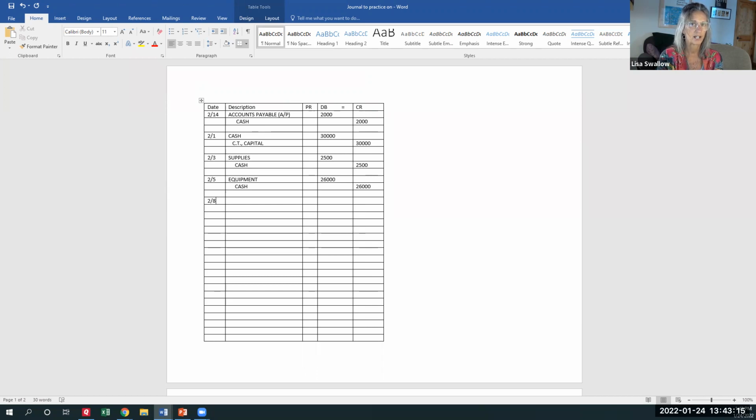Are you making your liabilities go up or down? So think about that. I'm bringing some supplies in my company, but I'm telling them I'll pay them later. Look at your cheat sheet. What do I debit? What do I credit? Turn off the video and make the journal entry.